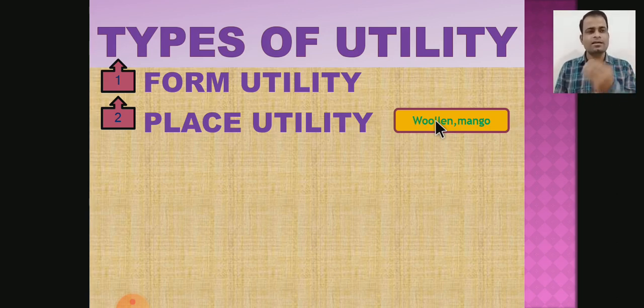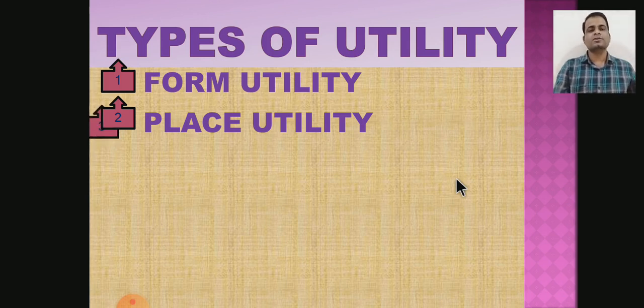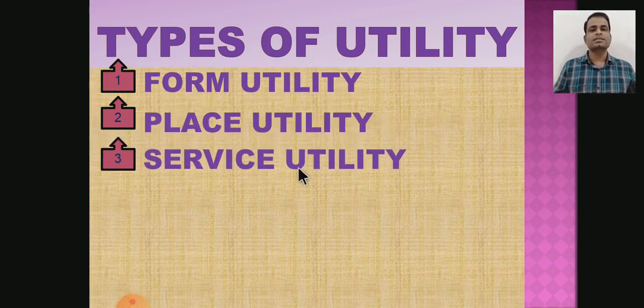We may take another example also, mango. Mango has less utility at the farm where it is produced, but when that mango is transferred from the farm to the city, then the utility of the mango will increase. Why? Because it is transferred from one place to another place, and therefore such type of utility is called place utility.